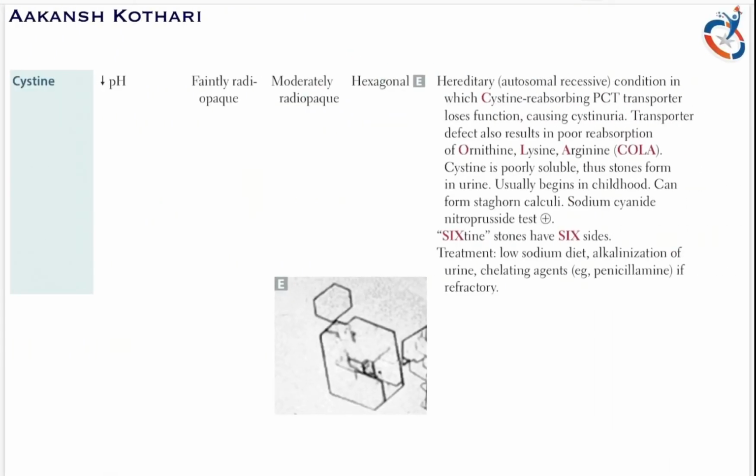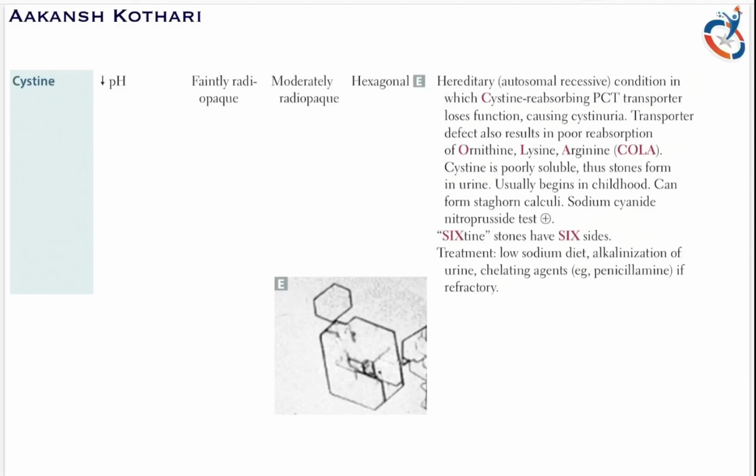Now, there is a sodium cyanide nitroprusside test which comes positive due to cysteine in the urine, and hence these have 6 sides. We can remember as cysteine, 6 sides. And what is the treatment of cystine stones? It is majorly alkalization of the urine due to decreased pH. We have to alkalinize it and raise the pH. We can use a low sodium diet, which also helps in increasing the pH. We can also use chelating agents like penicillamine if it is refractory.